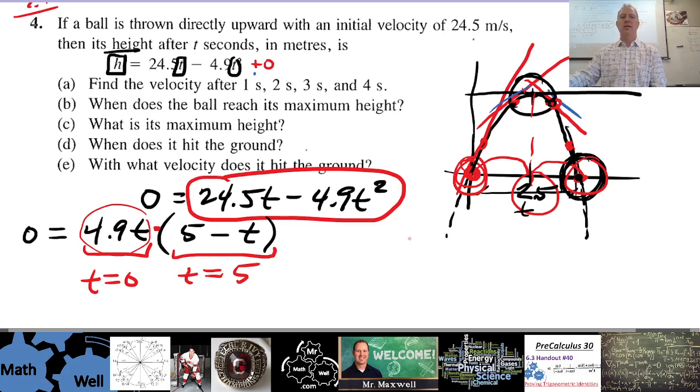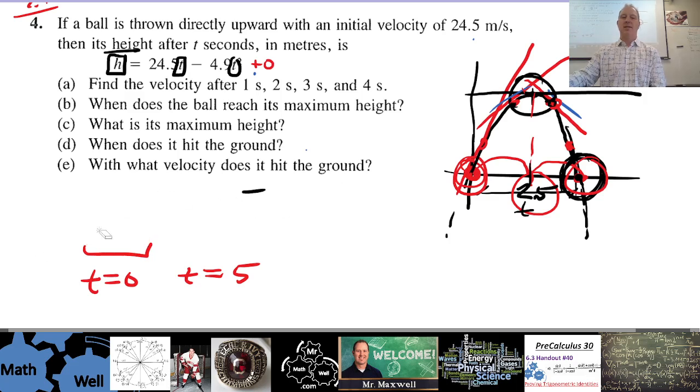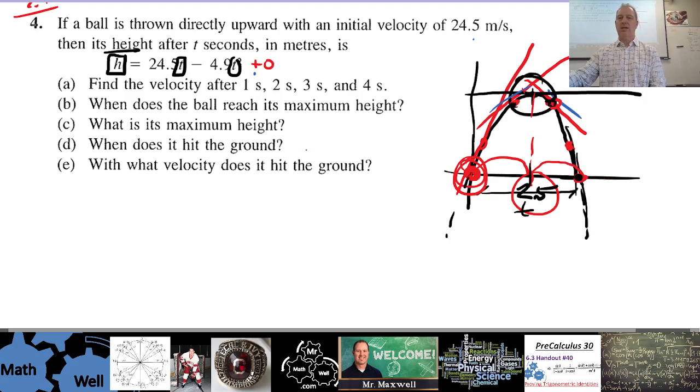Finally then, E, with what velocity does it hit the ground? So now we have the time where it hits the ground. And so let's calculate this instantaneous velocity as it hits the ground. So we're going to use our derivative, and we're going to plug 5 seconds in there. So what is the velocity? And we'll use actual 5 here. So that's going to be 24.5 minus 9.8t. And that t is going to be 5.